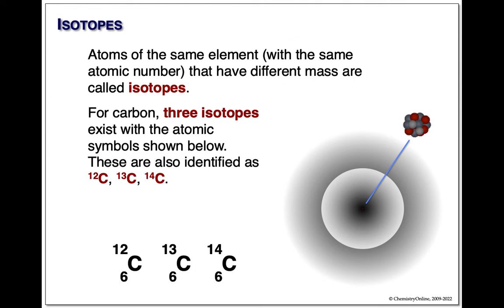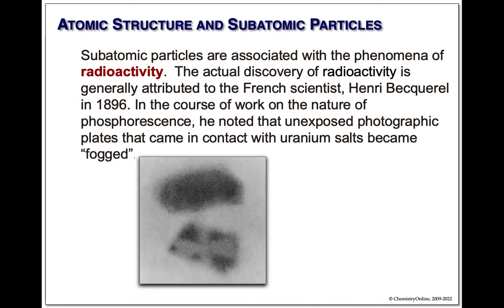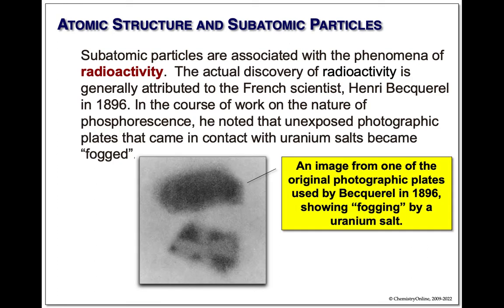Now, radioactivity is going to have to do with isotopes. We're going to start with one element, transmutate it into another, and so on. Kind of an interesting process. The whole concept was discovered many years ago by a French scientist in 1896, working on phosphorescence.